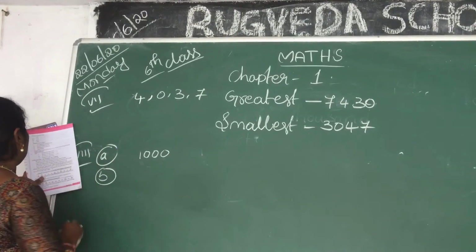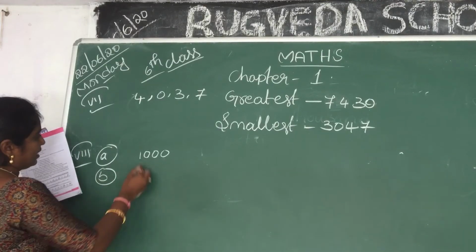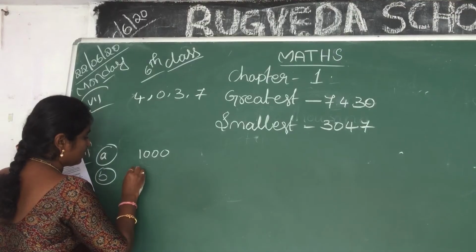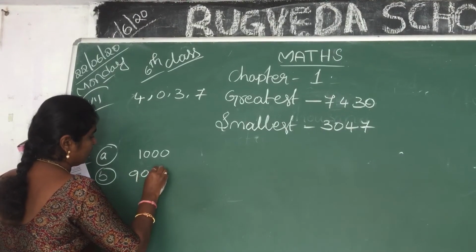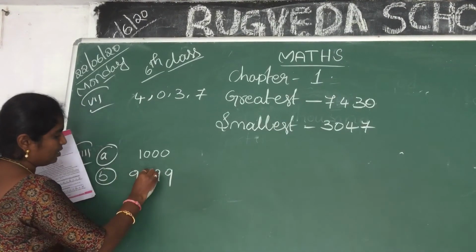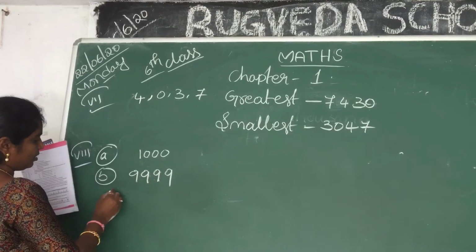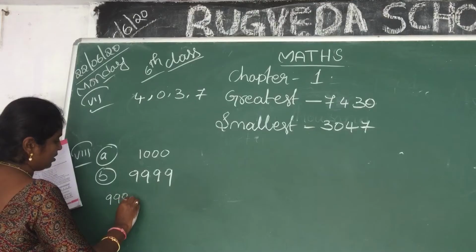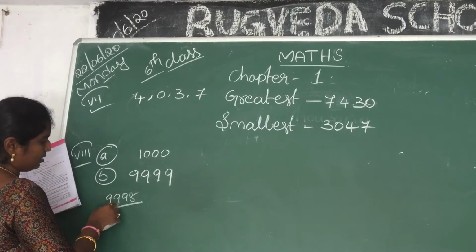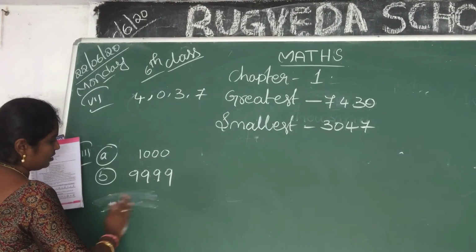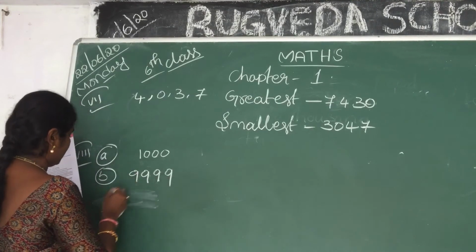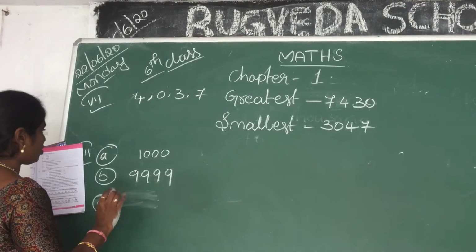Next, B. The greatest 4-digit number. See here, 9,999. This is the greatest number. Before this number, which number will we get? 9,998. This is the smaller number. But we want the bigger number in 4 digits. 9,999. Next, C, the smallest 5-digit number.